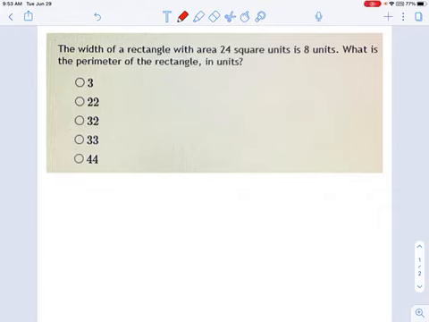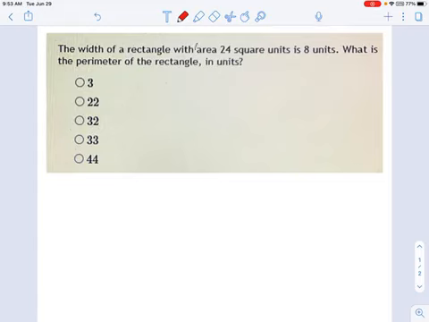So this is a simple problem about rectangles, and we're told that the width of the rectangle is 8 units and the area of the rectangle is 24 units. But the way this question is phrased is kind of typical of a standardized test. They kind of turn the sentence around to make it a little weird. The width of a rectangle with area 24 square units is 8 units.